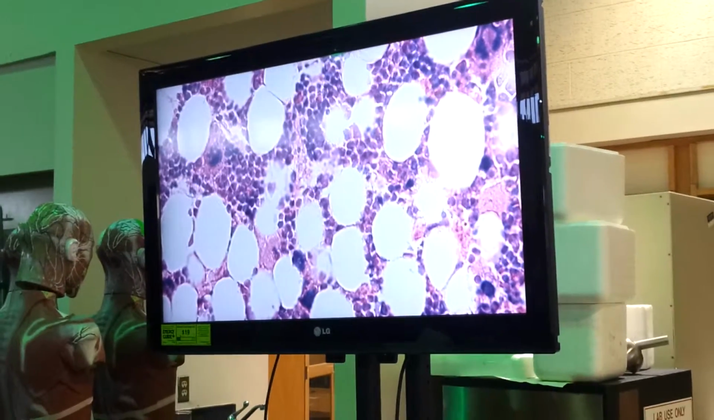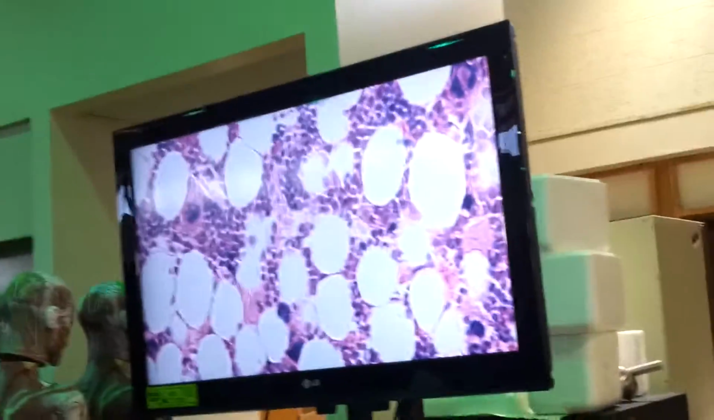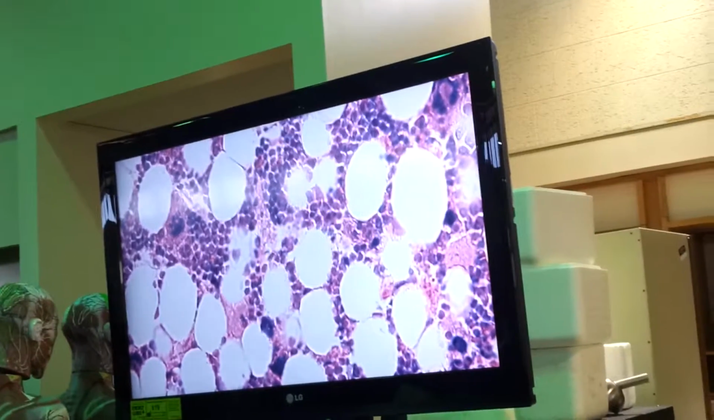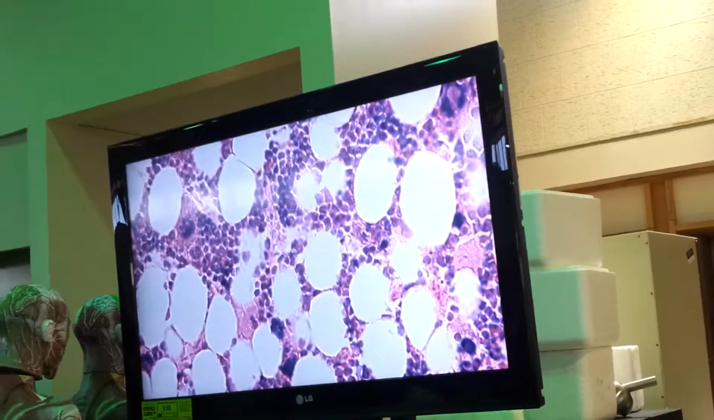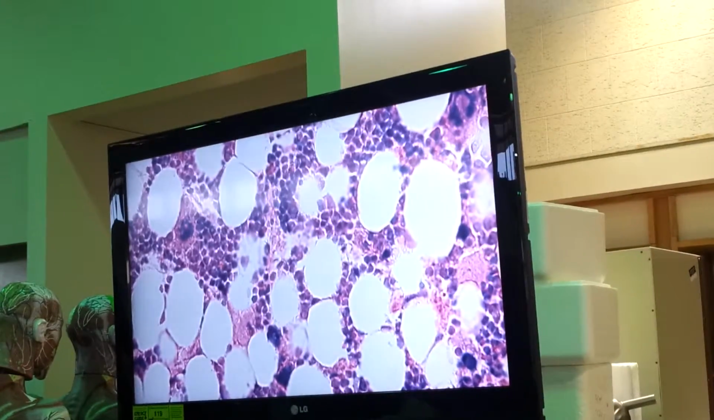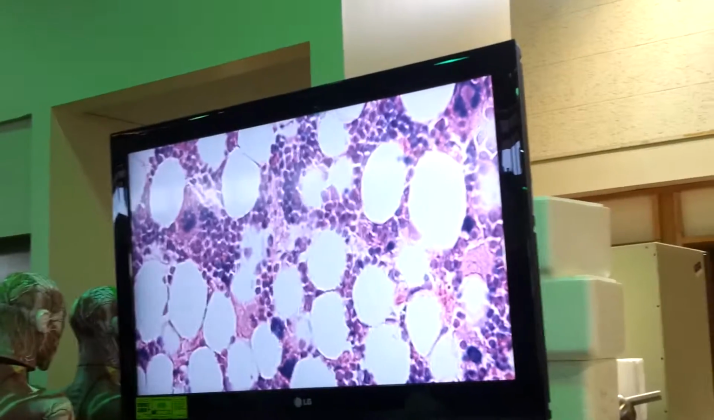Now what is this slide? Bone marrow. Which bone marrow? Red marrow. Okay, so you can study this model and study this material and complete your lab report. You complete all the parts.